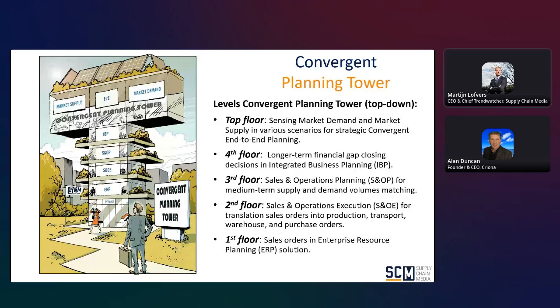And then you get to your third level, sales and operations planning. That's your midterm supply and demand volume matching. And in my opinion, IBP is a different layer, because that's close to your financial environment. It's more in the finance area, and we can discuss that, but more importantly, you get to the top level, end to end, and there you get the environment of digital supply chain twins. And then you get the overview of your market demand, your market supply, what's happening in the outside world. So this is what I call my converged planning tower framework.